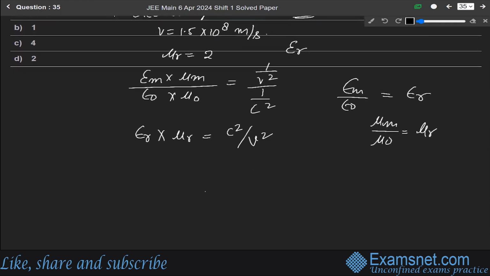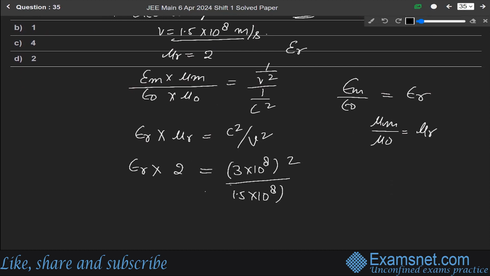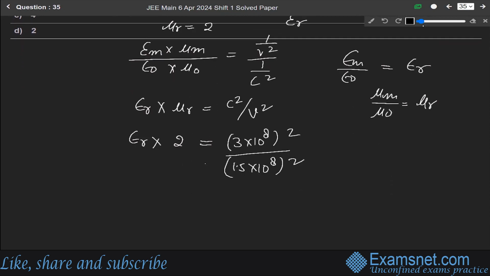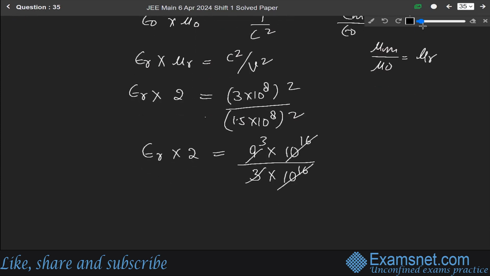So we are given mu r as 2, and it equals c square, means (3 × 10^8) whole square, over velocity, which is given as (1.5 × 10^8) whole square. So just solve it and we will get our desired answer. So epsilon r × 2 will be equal to 3 × 3 is 9 × 10^16 over 1.5 × 1.5 × 10^16. So this cancels out.